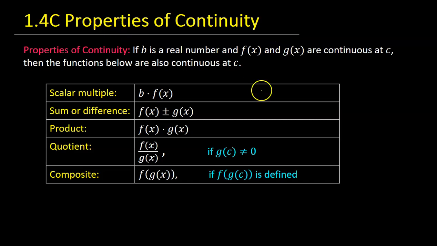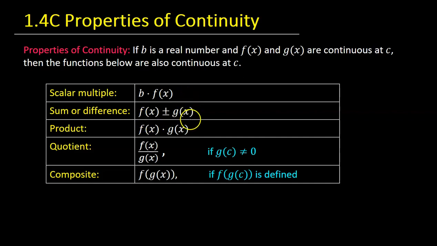This video is about the properties of continuity. Basically, if you take two functions that are continuous at c, then all of the functions pictured here will also be continuous at c. In other words, if you have a function that is continuous at c and you multiply it by a constant, the resulting function will also be continuous at c.